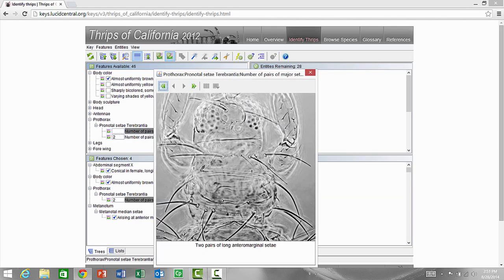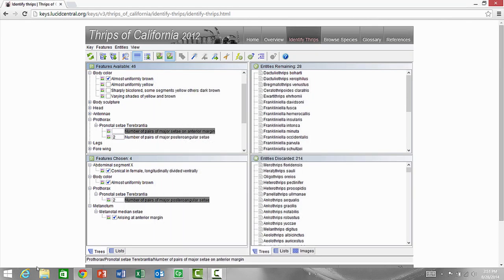And it says here that, you can see, there are major setae on the pronotum. And in our specimen, it's quite obvious that on the anterior margin of the pronotum, we can see one there, and we can see one there. And so we're going to put two. We don't see others.